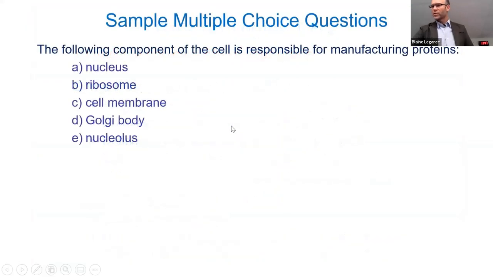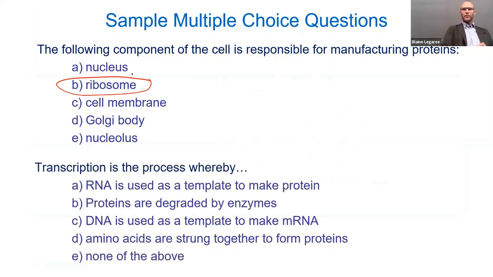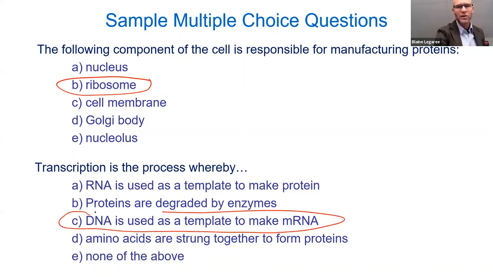I do have a couple of sample questions for you, and then we'll wrap up the lecture today. You can see this one here. It says, the following component of the cell is responsible for manufacturing proteins. You've got all those cell parts, so read the question carefully, and the correct answer is the ribosome. Question two says, transcription is the process where: A, RNA is used as a template to make protein; B, proteins are degraded by enzymes; C, DNA is used as a template to make messenger RNA; D, amino acids are strung together to form proteins; and E, none of the above. Transcription is making RNA, so the correct answer is C.